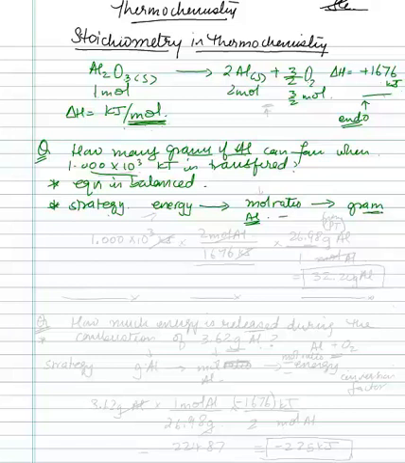So to set up the problem becomes very easy then. The energy that's given to us is 1.000 times 10 to the power of 3 kilojoules.